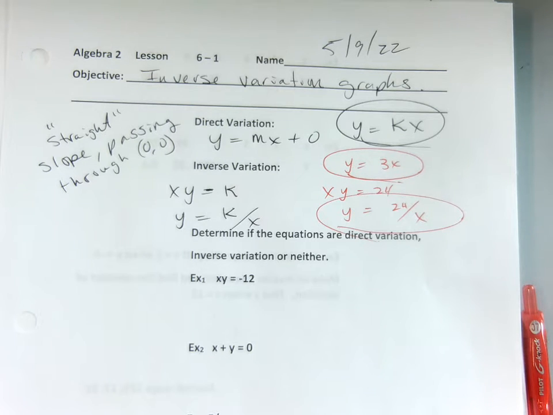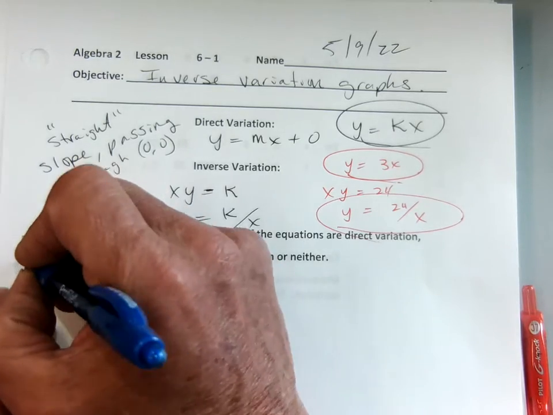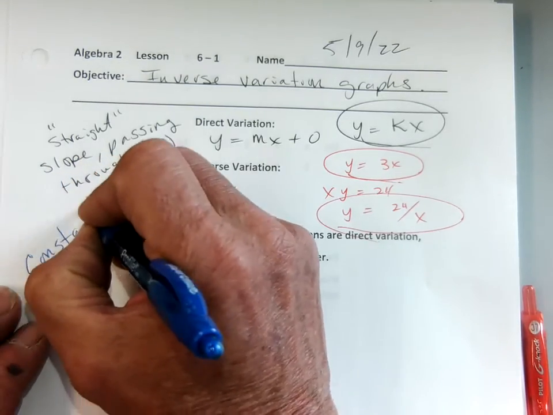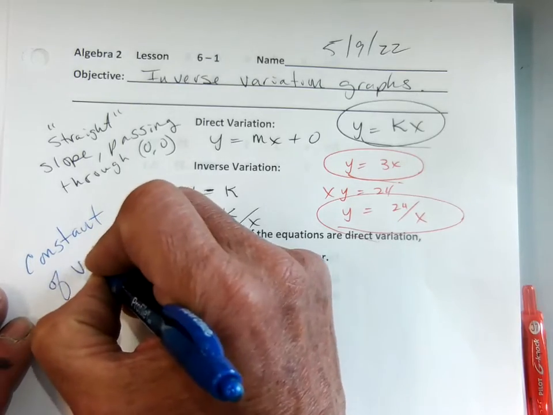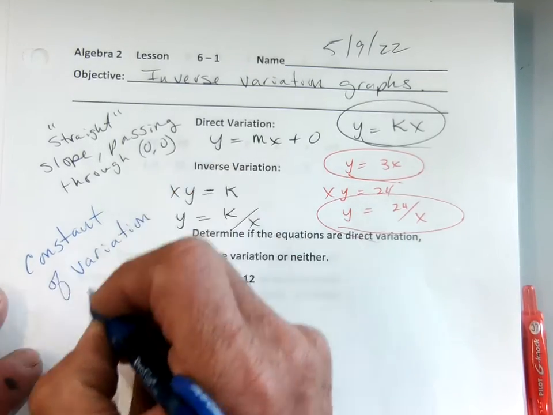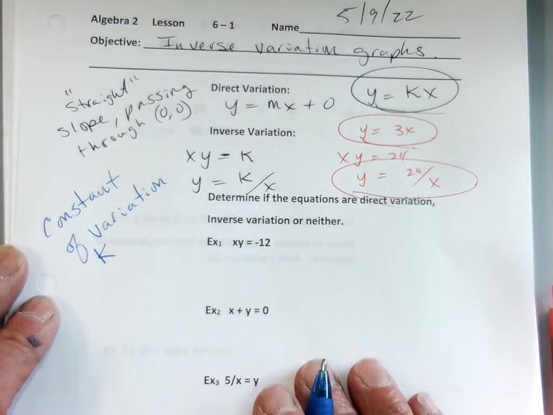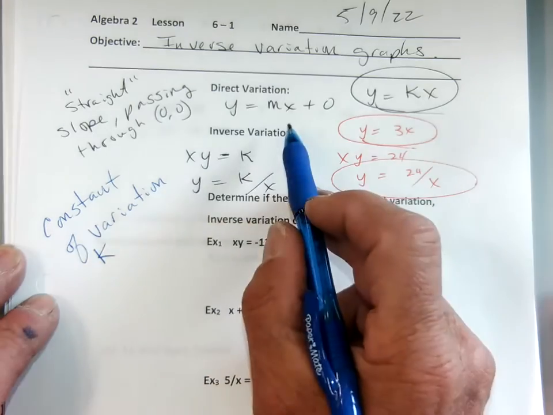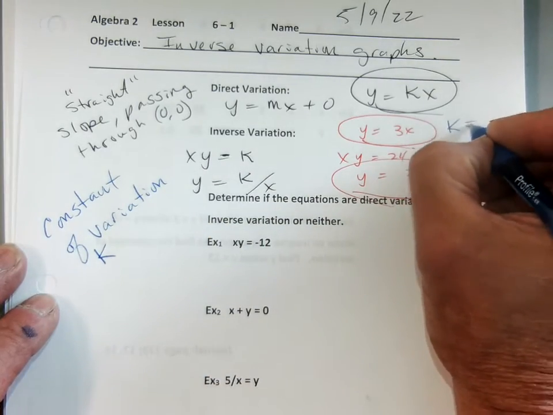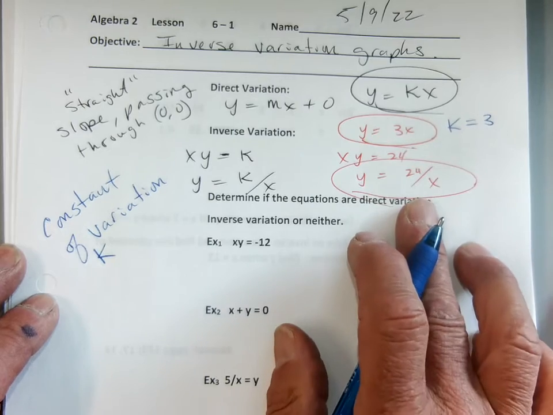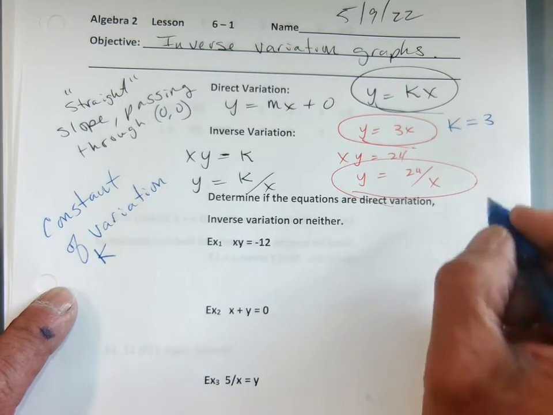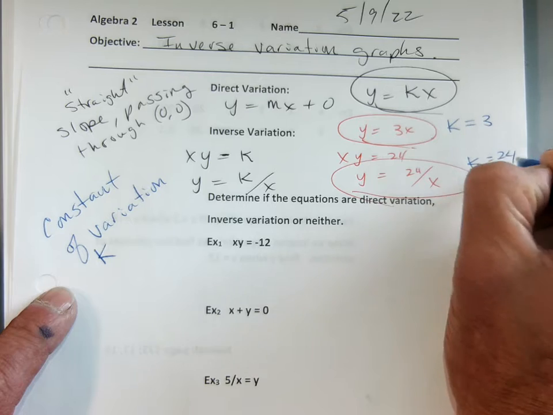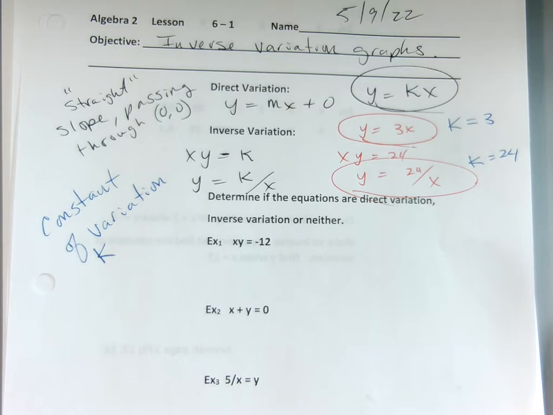Now the constant of variation is that value k. So in this example of the direct variation, k is 3. In this example of my inverse variation, k is 24. And I'll stop for a second. You guys can give me thumbs up, okay? Okay, and I'll slow down for a second, let you get caught up.